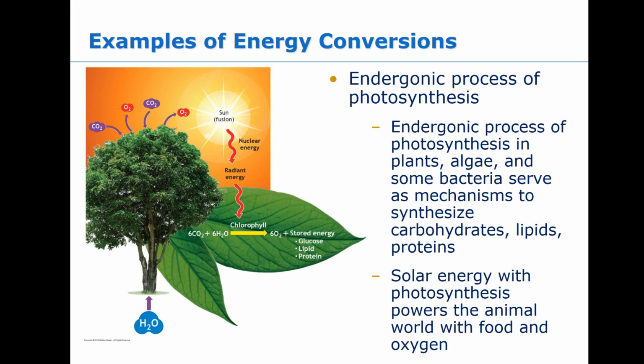The plant also converts carbohydrates to lipids and proteins for storage as future reserve for energy and growth. Animals then ingest plant nutrients to serve their own energy needs. So truly, in essence, solar energy coupled with photosynthesis powers the animal world with food and oxygen.